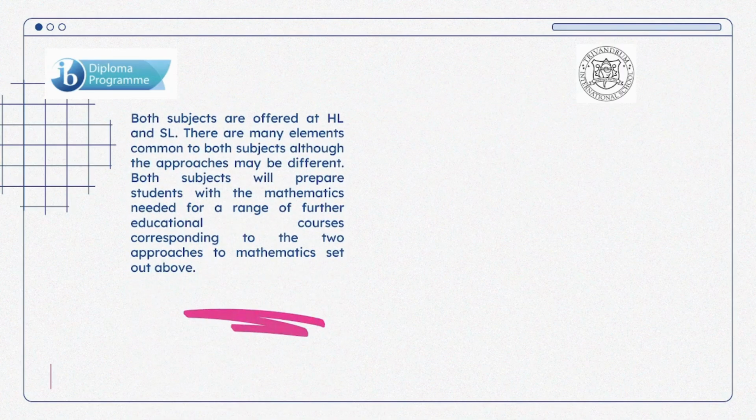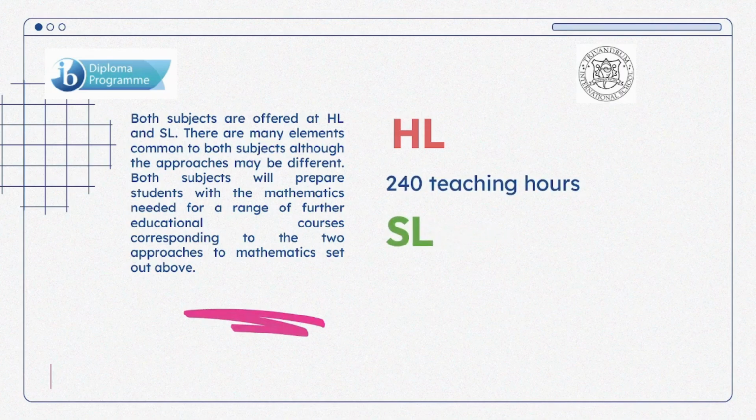Both the subjects AA and AI are offered at HL and SL level. There are many elements common to both the subjects, although the approaches may be different. Both subjects will prepare students with the mathematics needed for a range of further educational courses corresponding to the two approaches to mathematics set out above. HL is for 240 teaching hours and SL 150 teaching hours.